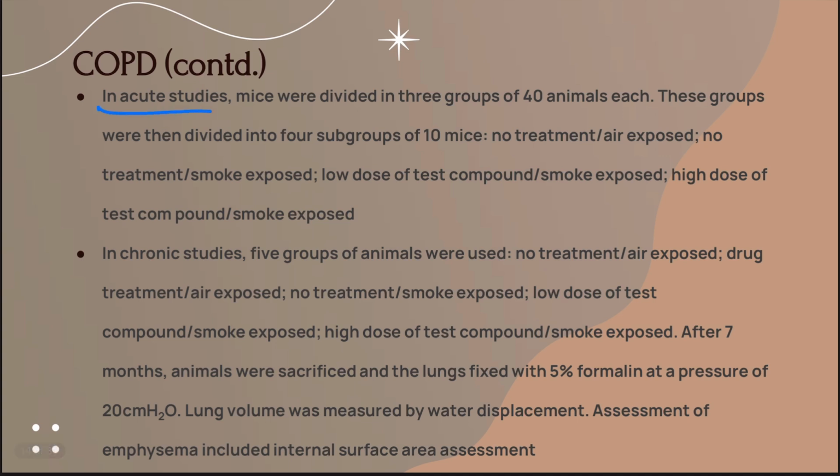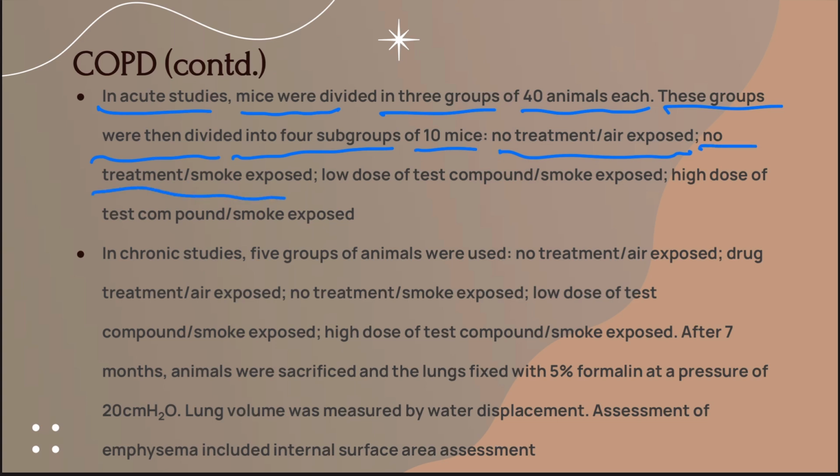So in acute studies, the mice will be divided into 3 groups of 40 animals each, and these groups were then divided into 4 subgroups, that is of 10 mice each. So each subgroup will be as such: no treatment and air exposed, that is, there is no treatment, but the mice were exposed to only air, not the smoke. Then no treatment, but the mice were exposed to smoke. Then low dose of the test compound, that is the compound for which we are looking whether it is effective in COPD or not, along with that the mice will also be exposed to smoke. Then high dose of the test compound, and the mice will be exposed to smoke. So these are the different groups which we can see in case of acute studies.